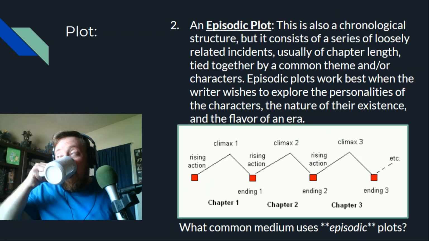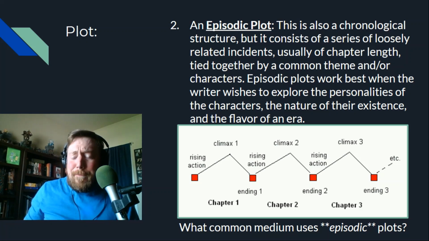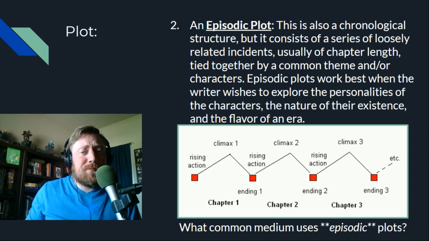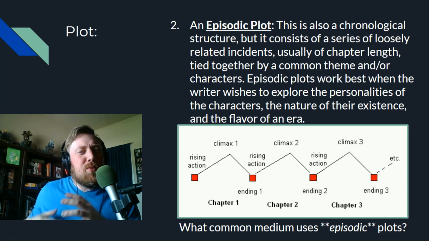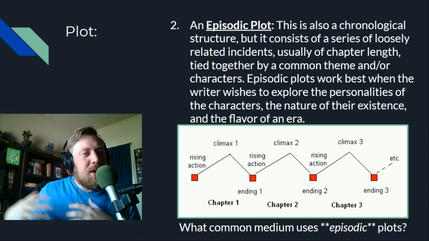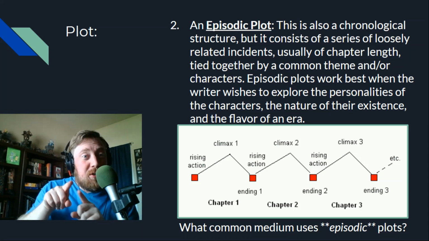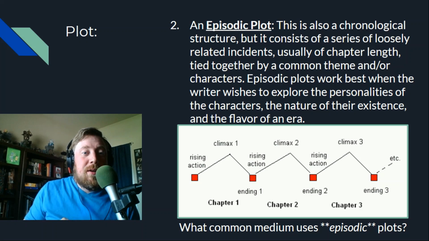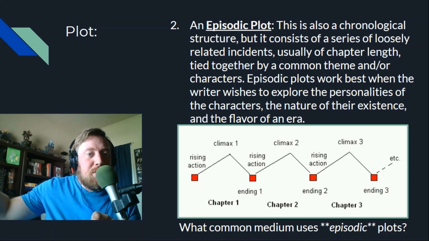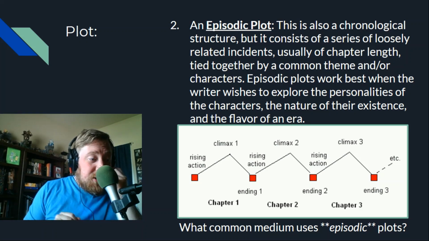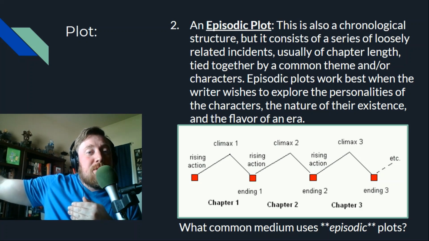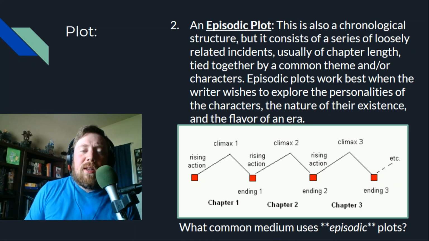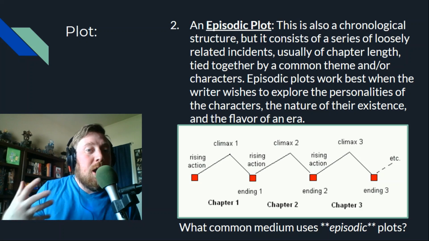is an episodic plot. And so this is a chronological structure. Both the dramatic plot and the episodic plot, they both just follow through time, right? Minute 1, minute 2, minute 3, minute 4, minute 5, minute 6, and so you just kind of move progressively through time linearly. And so that's what you call a chronological structure.